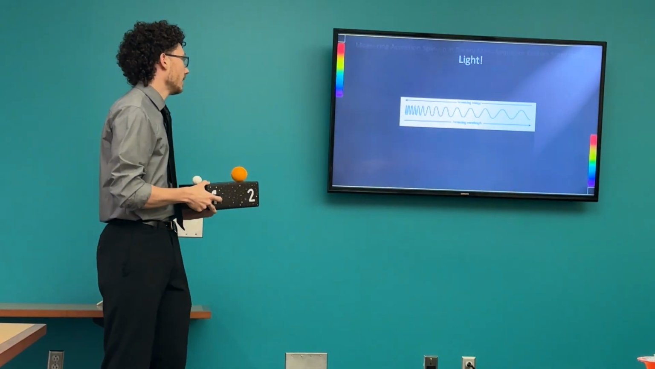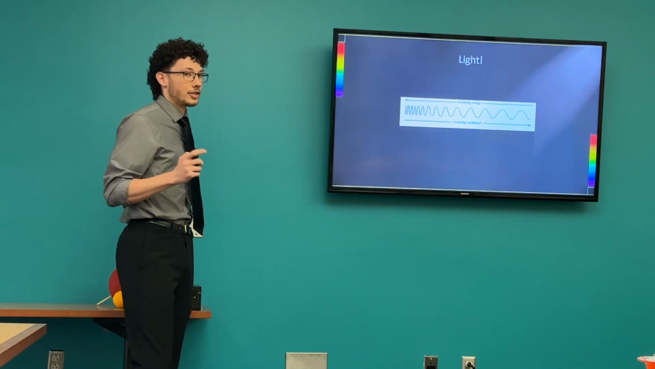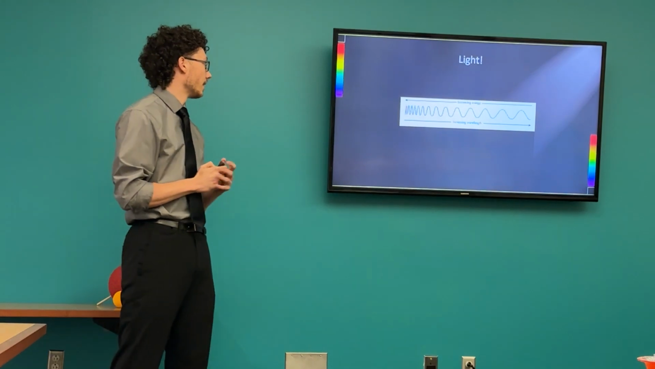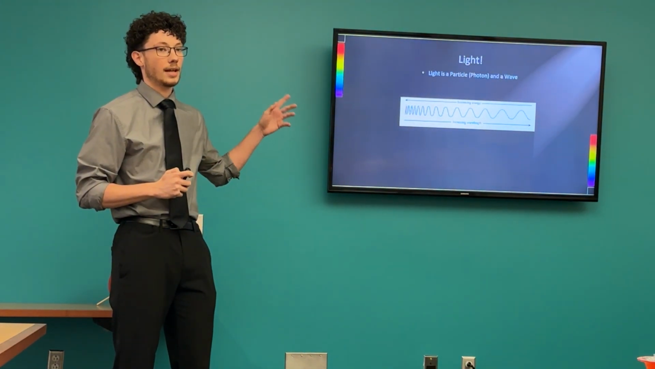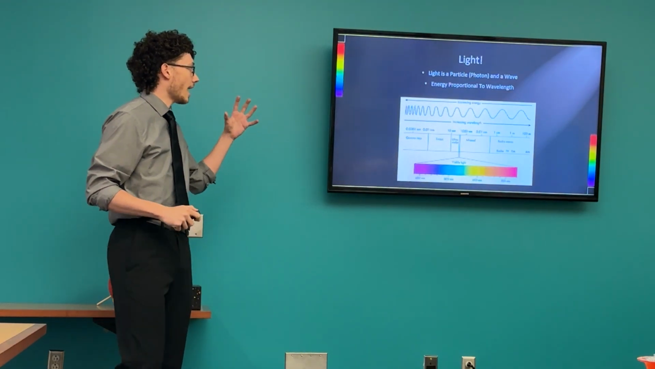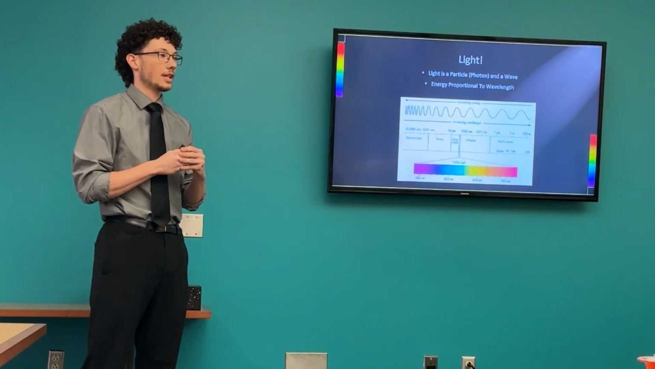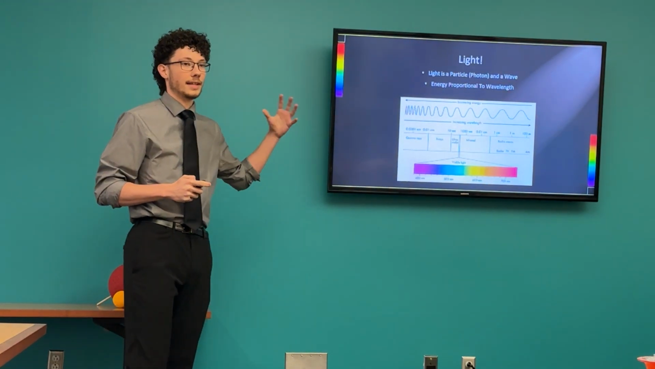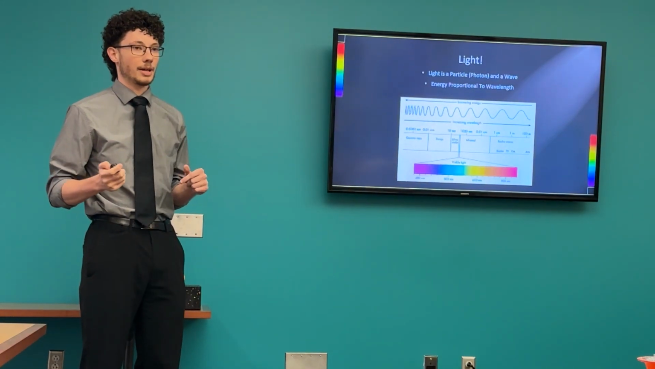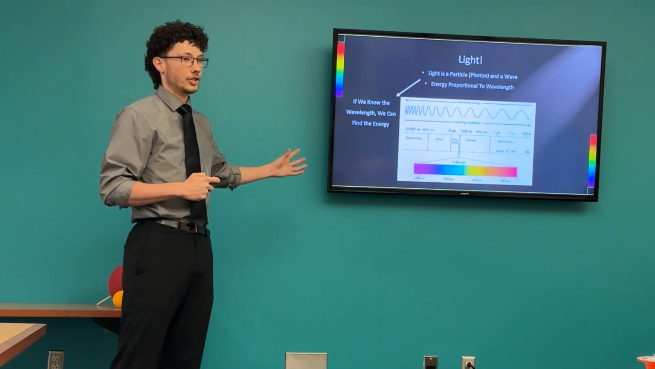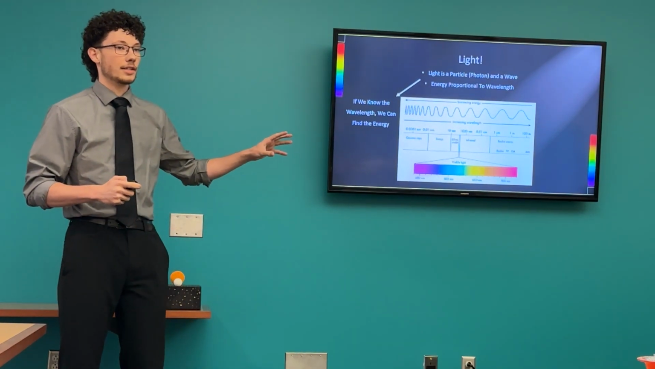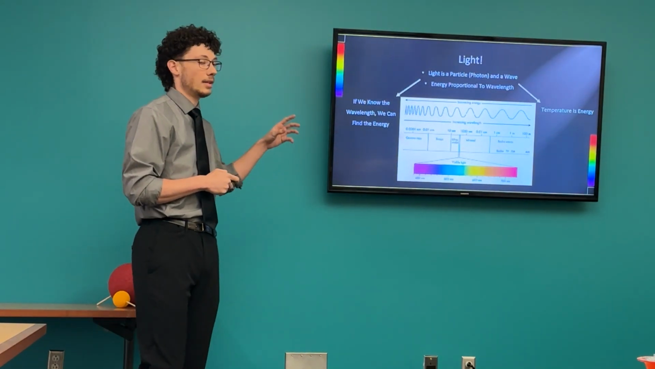Well, the answer to that is understanding light. Now, there's two very important things about light that we have to understand. The first is that light is both a particle, called a photon, and a wave. And the amount of energy that that photon delivers is proportional to the wavelength that it travels on. Or the other way you can think about this is the wavelength of light we see corresponds to some energy. And the final piece of that puzzle is going to be understanding that temperature is just energy.